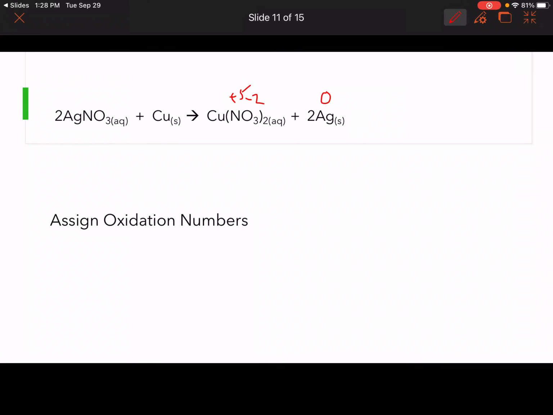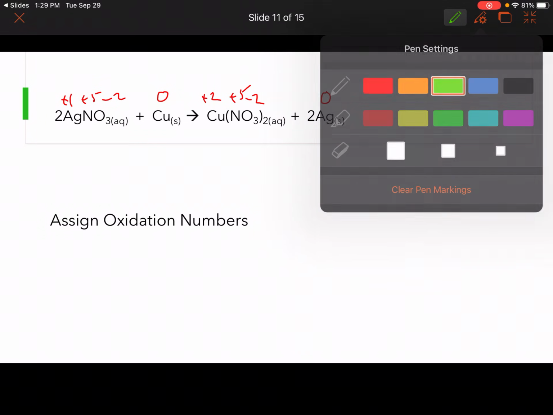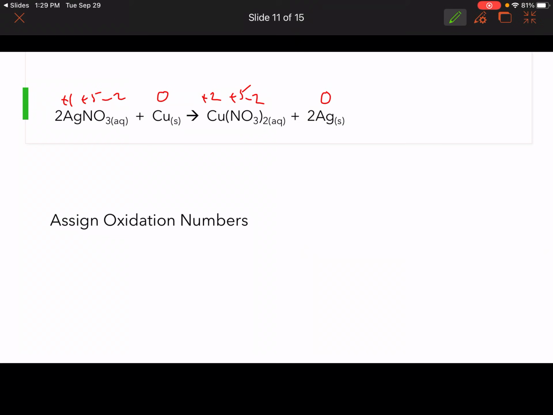The nitrogen's +5. This is going to be +2. Here is 0, -2, +5, +1. Okay, so looking at this, we can now figure out what is oxidized and what is reduced. Now I'm just going to look at the changes here.